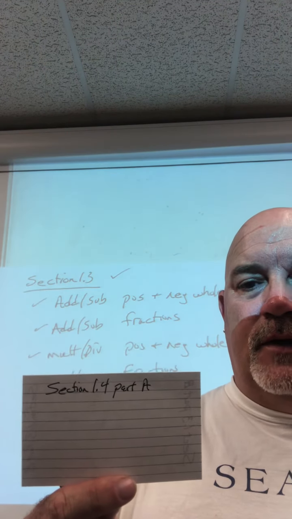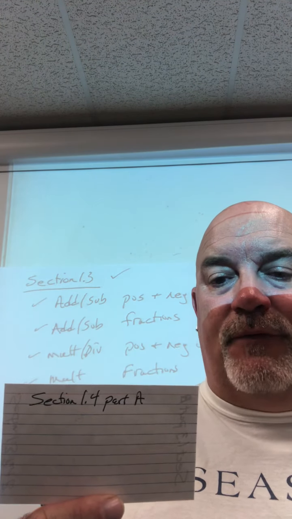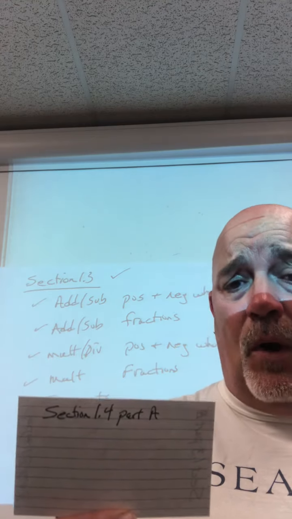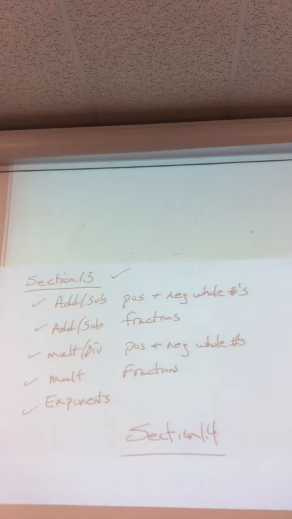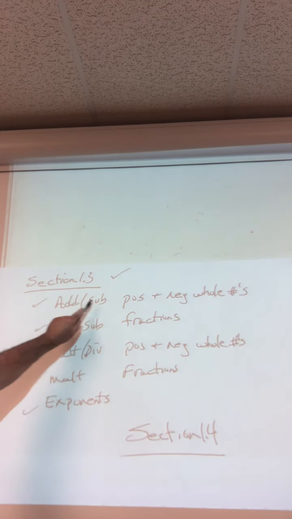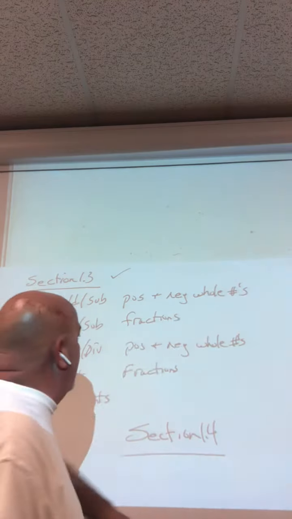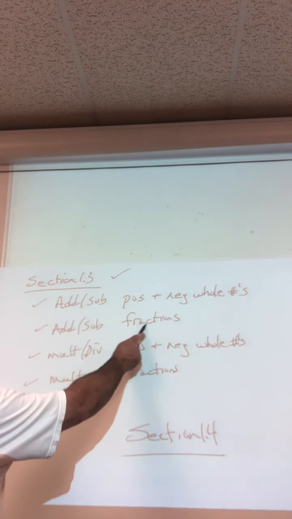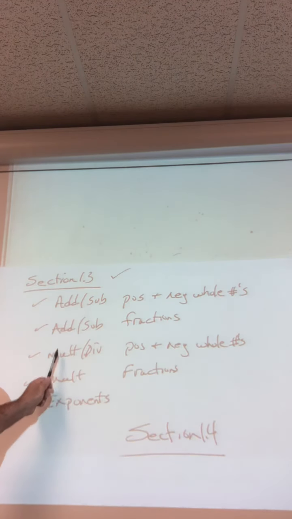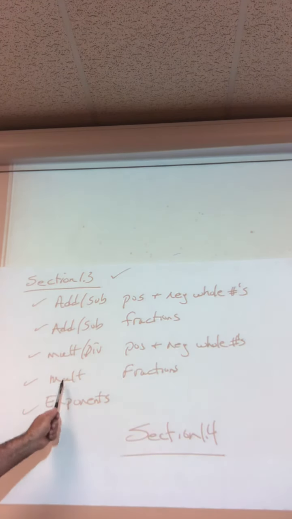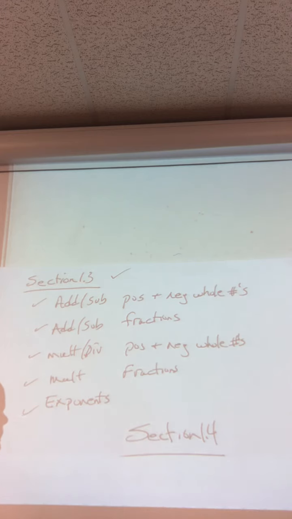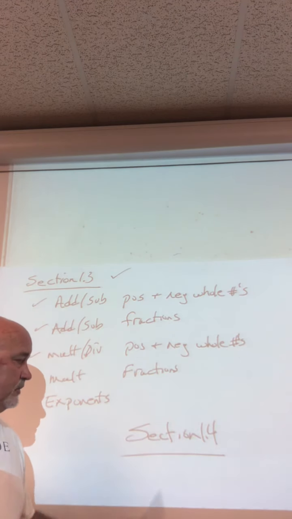Okay, what we're going to do now is start in section 1.4, part A. All right, I know I'll have to interpret this for you. I know that you can't read this. So in 1.3, we talked about adding and subtracting positive and negative whole numbers. We talked about adding and subtracting with fractions. We talked about multiplying and dividing with positive and negative whole numbers. We talked about multiplying with fractions, and we talked about exponents.